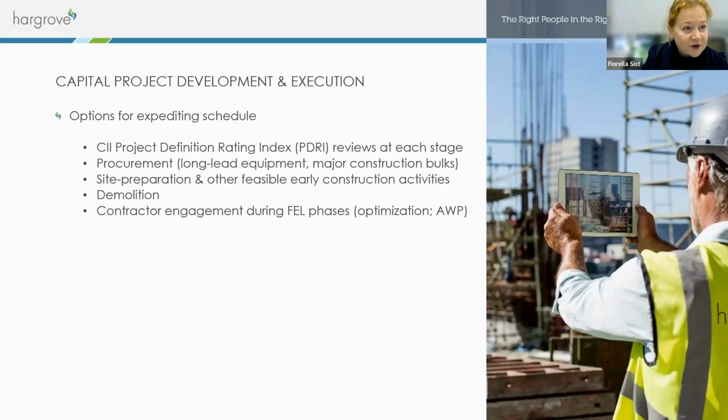Other things too are site preparation and demolition. Let's say you have the plot of land and you have to do your site works, or you have to demolish a very old structure to build a new structure. You can do that concurrently, right? And engaging with your contractor early on in the process, if you've already selected your contractor, this too. So there are things that can be done, and it all depends on whether you have the funding to do it, or whether you already have the land ready to go.